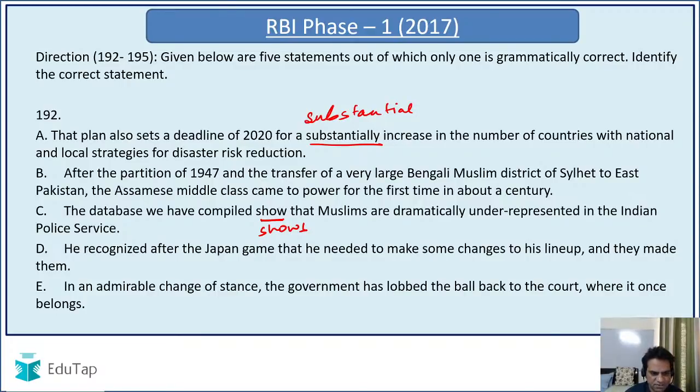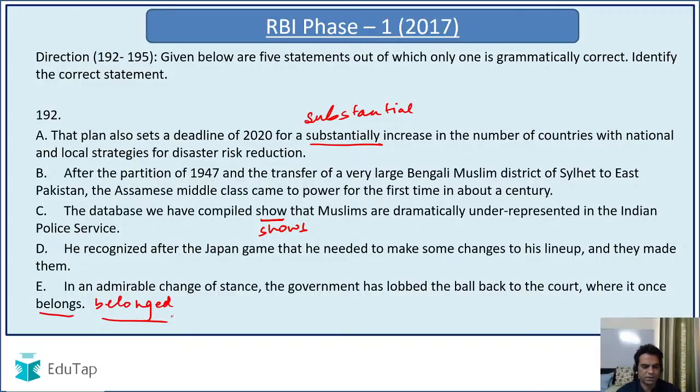D. He recognized after the Japan game that he needed to make some changes to his lineup and they made them. Yes, guys. And in an admirable change of stance, the government has lobbed the ball back to the court where it once belongs. Where it once belongs or where it once belonged? Where it once belonged. It should be belonged, not belongs.